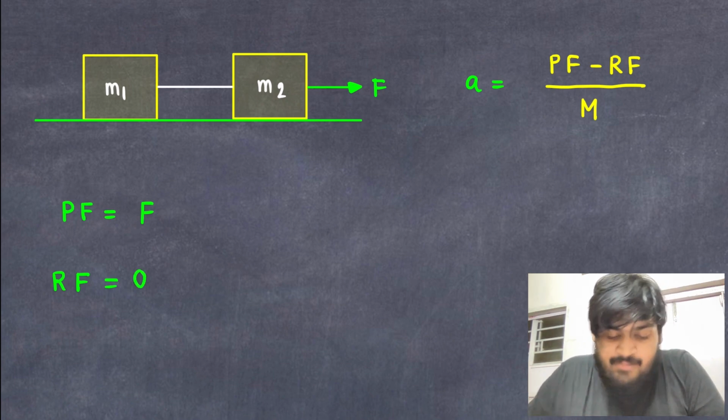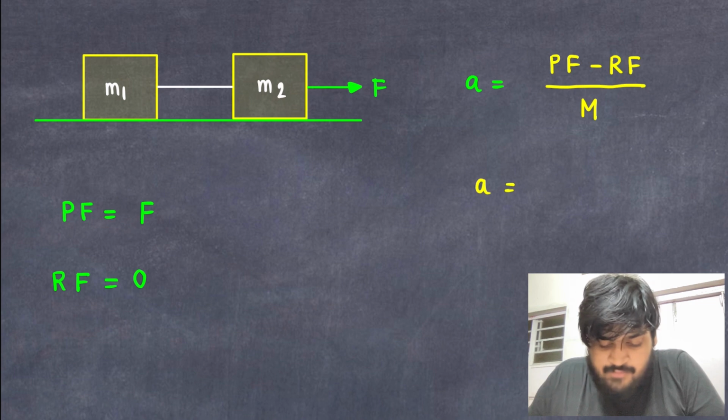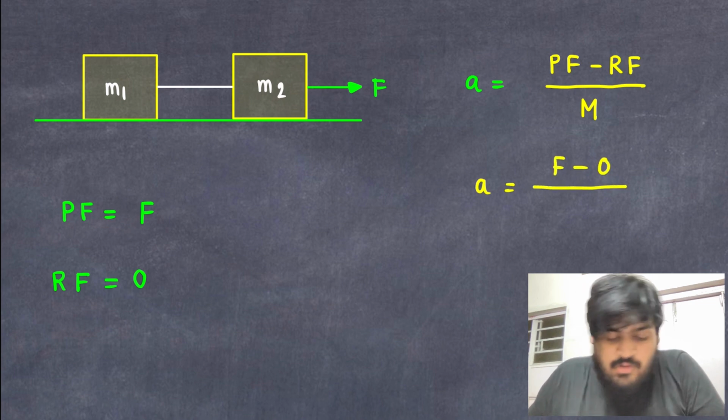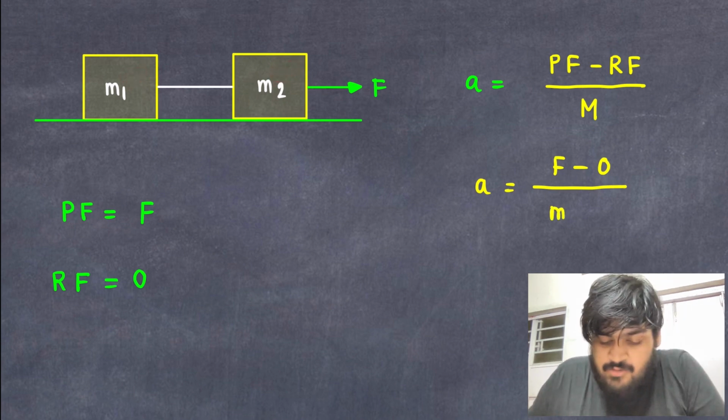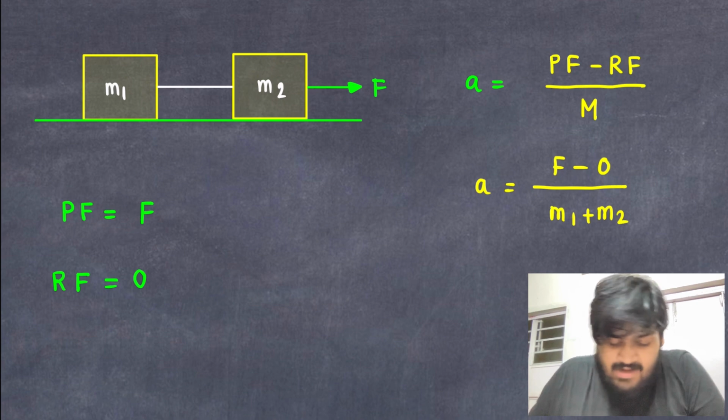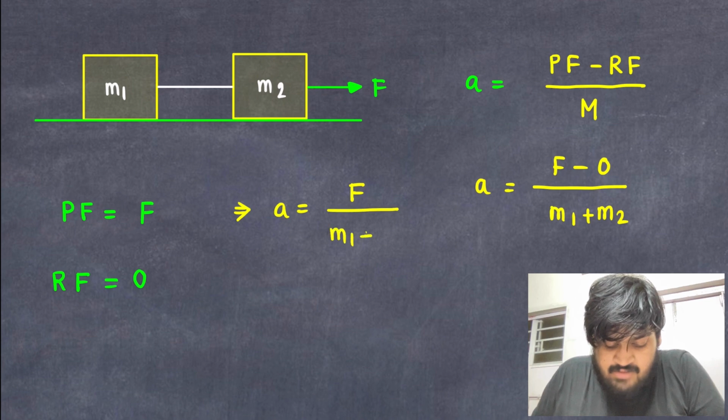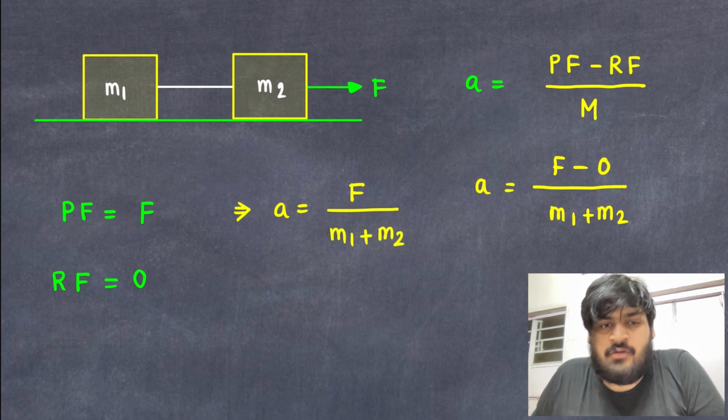0, right? So the acceleration will be the total pulling force, that is capital F, minus 0, divided by the total mass. The total mass is m1 and m2, so this will be m1 plus m2. So from here our acceleration a comes out to be F divided by m1 plus m2. I hope I'm clear on how to find the acceleration.